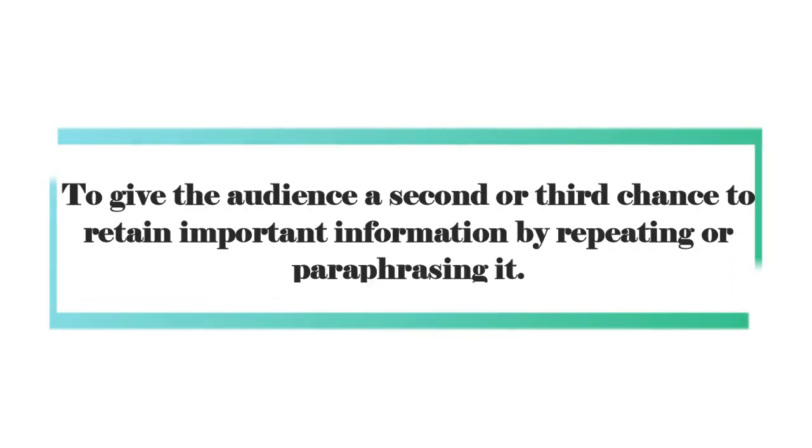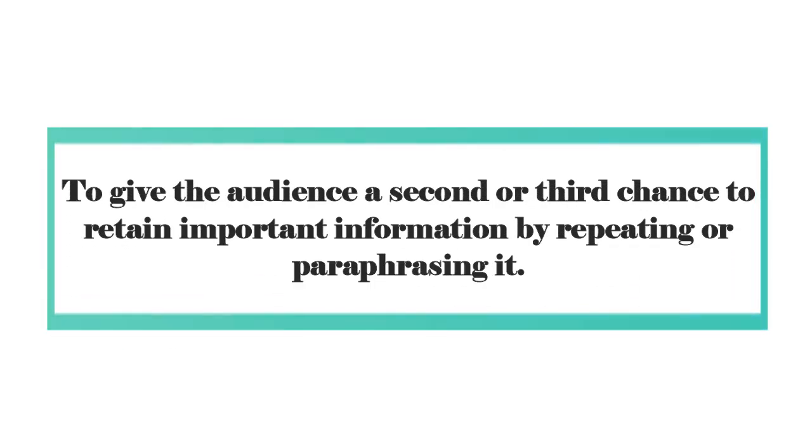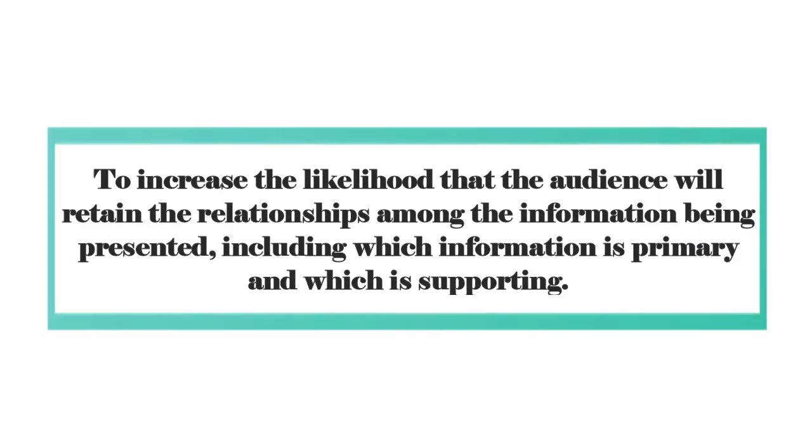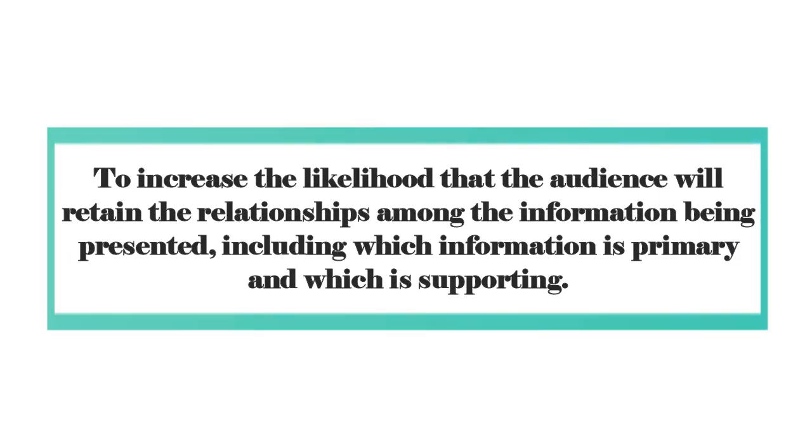The second technique is repetition. This technique is used to give audience a second or third chance to retain important information by repeating or paraphrasing it. People attend to capture information if it is being repeated. The third technique is transition. We use this technique to increase the likelihood that the audience will retain the relationship among the information being presented, including which is primary and which is supporting. Transition is a bridge between one point and another. Audience will understand more as they can find the relationship between the points that we are trying to deliver.